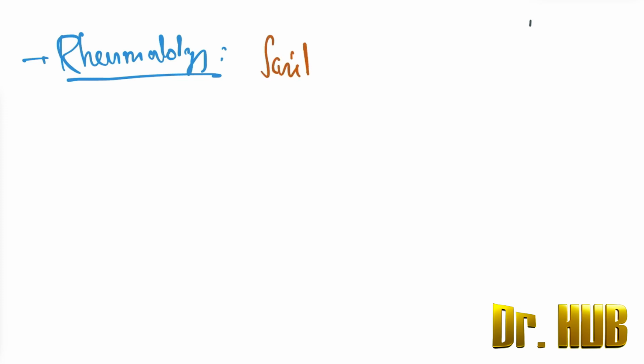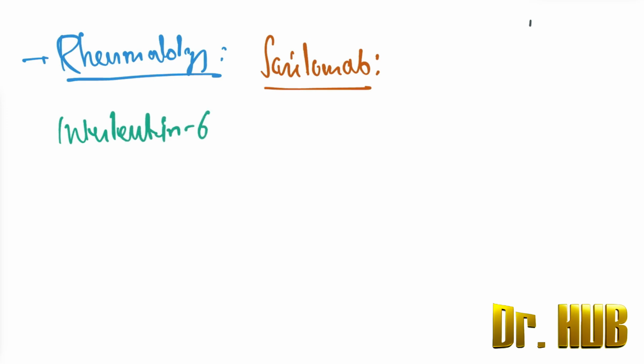Next we move on to the rheumatology. So in rheumatology there is a sarilumab. So in case of sarilumab there is an interleukin 6 receptor antagonist. So this interleukin 6 receptor antagonist is used to treat adults with rheumatoid arthritis.